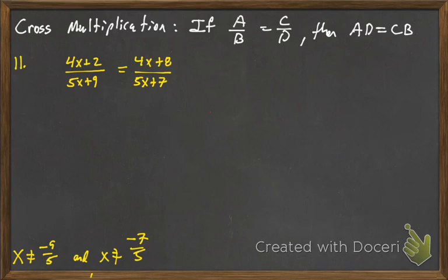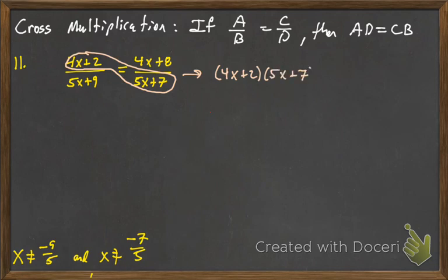All right, so let's go ahead and do our cross multiplication because we have a fraction equals a fraction. So we get 4x plus 2 times 5x plus 7, and that's going to be equal to 5x plus 9 times 4x plus 8. The order doesn't matter how we put those factors. So I wrote 4x plus 8, 5x plus 9.